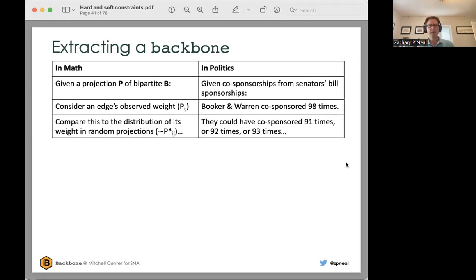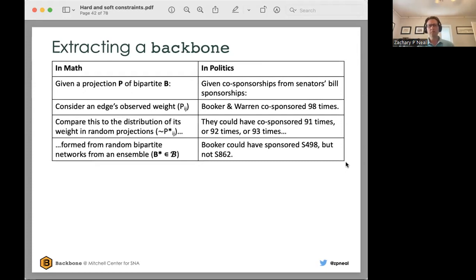So the way we're going to make that decision is by comparing that observed edge weight to the distribution of its weight in a bunch of random projections. So, in some other worlds, they may have co-sponsored 91 times or 92 times or 105 times. So we're going to get a distribution of the number of times they might have co-sponsored under other scenarios.